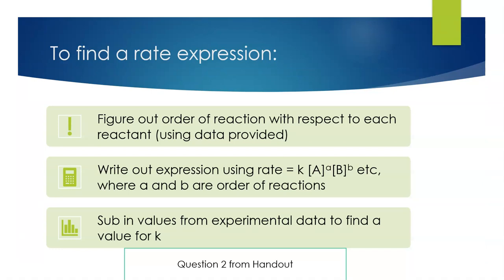So to find the rate expression, we figure out the order of reaction with respect to each reactant using experimental data. We write out the expression using the rate law is equal to k[A]^a[B]^b, where a and b are the orders of reaction determined by the experimental data. We sub in the values from the experimental data to find the value for k, remembering that k will change dependent on temperature, or if there's a catalyst, or the state of the reactants.